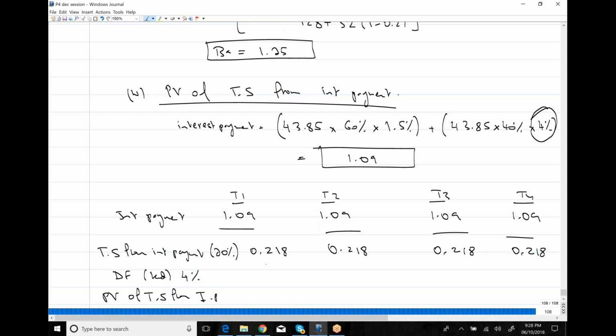Okay. So I will multiply with the discount factor. So that is going to be 0.962, 0.925, 0.889, then 0.855. Okay.